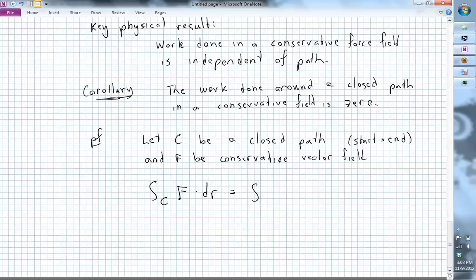Since F is conservative, we know that we can write it like this, right? And now we can apply the fundamental theorem of line integrals to write it like this. And we can say that this is 0 since what? Since A equals B.